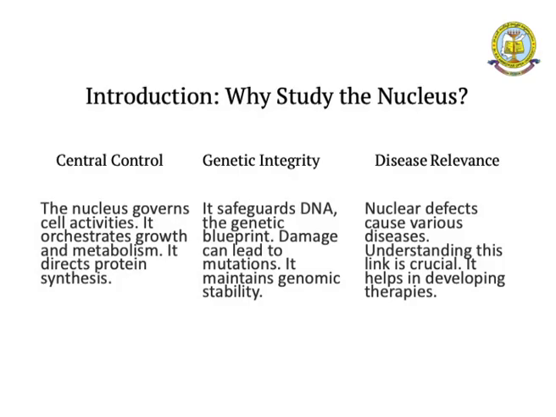Okay. Next one, genetic integrity. Genetic integrity is mainly maintained by safeguarding the DNA and genetic material, and damage can lead to problems; the nucleus maintains genetic stability. Next one, disease relevance. Defects in the nucleus cause various diseases, and the nucleus helps in developing genetic therapies.